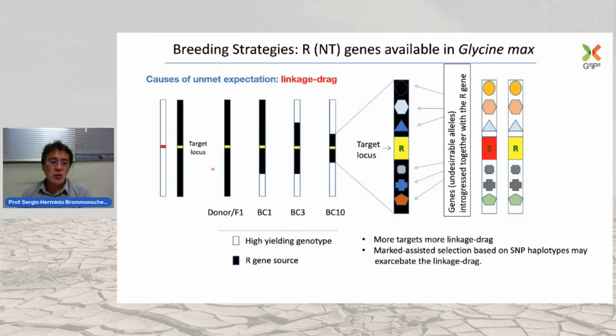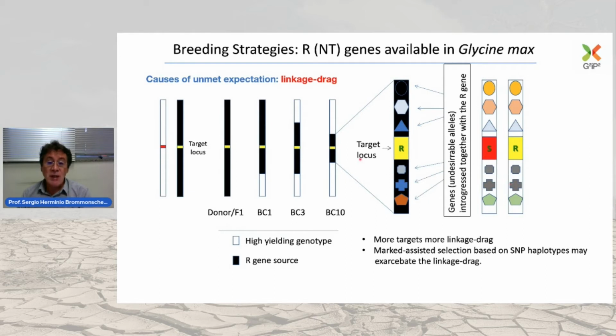So when we introgress the gene, sometimes we introgress together allelic forms of genes that are linked to the resistance loci that can provide some undesirable traits, among them low yield. So sometimes you have a resistant variety, but the variety is still not very productive compared to the susceptible variety.